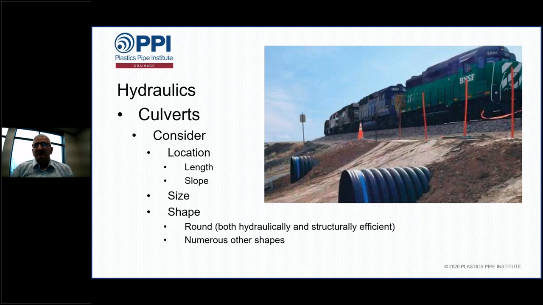Next, we'll move on to culverts. We have to consider the location, which is the length and the slope, the size and the shape. For the shape, rounds are by far the most common, and the reason is because they're very hydraulically and structurally efficient. And honestly, they're actually cheaper to produce. But there are numerous other shapes, as many shapes as you can think of. Somebody is making a culvert in that shape.